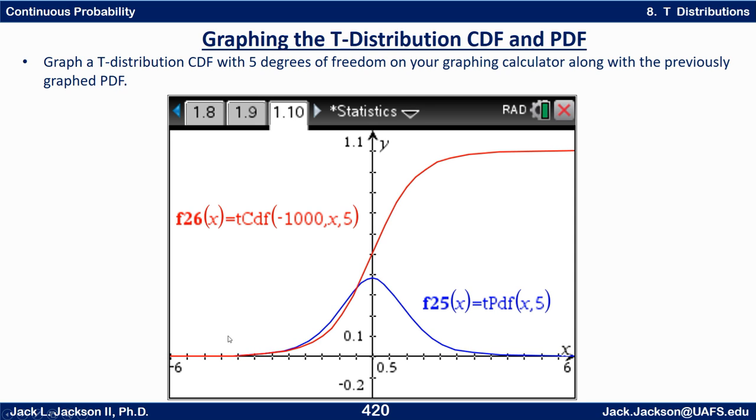The CDF, just like the normal, has a horizontal asymptote of y equals 0 on the left, y equals 1 on the right. In between it's increasing, and right at the point 0.5 is where the inflection point occurs, just like it does on the standard normal.